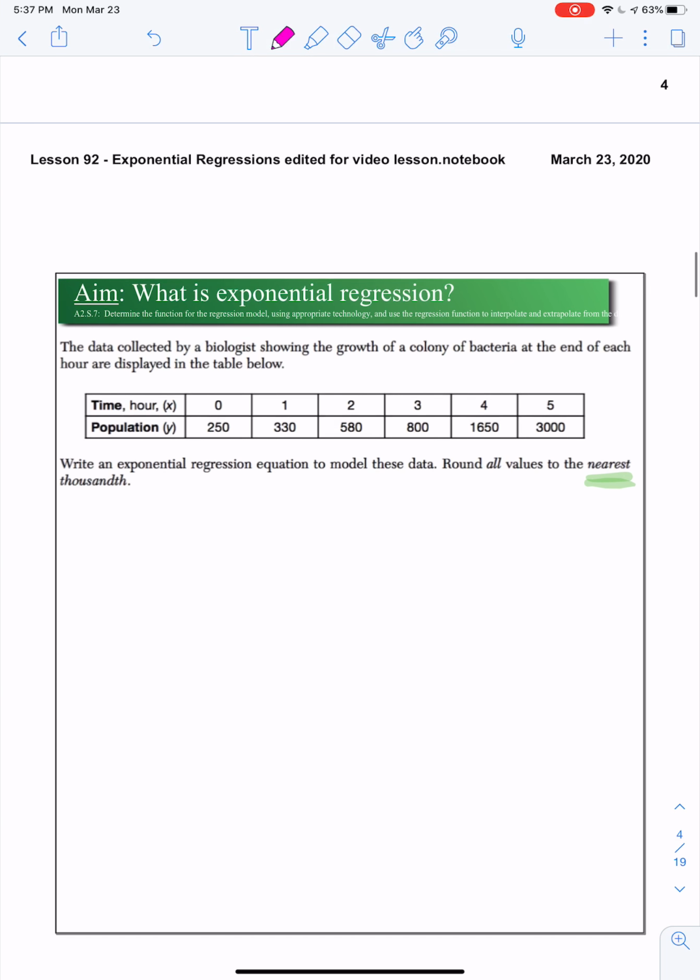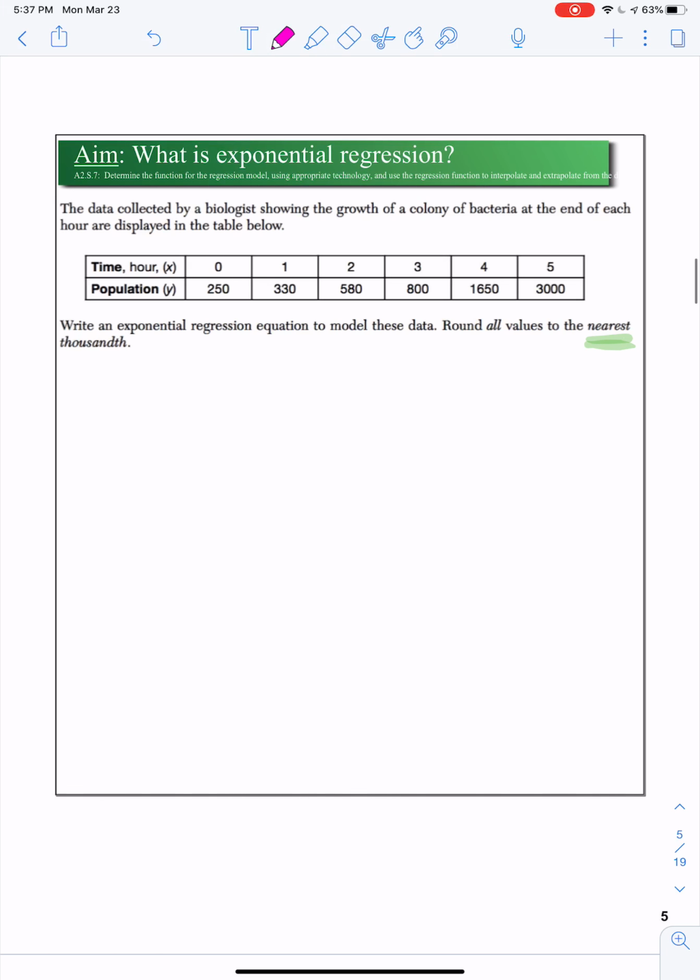So here is your first question. The data collected by a biologist showing the growth of a colony of bacteria at the end of each hour are displayed on the table below. Write an exponential regression equation to model this data. Round all values to the nearest thousandth. Okay, so that's 3 decimal places you have to round to.